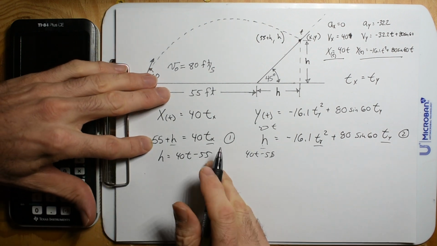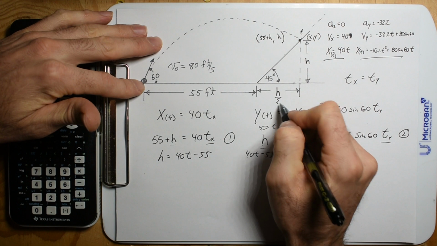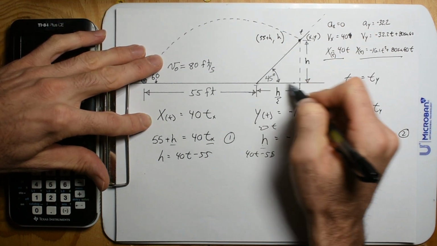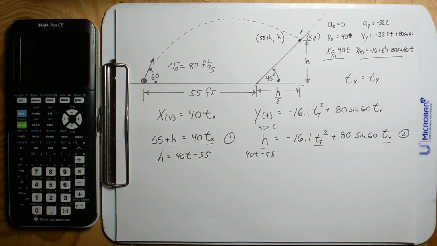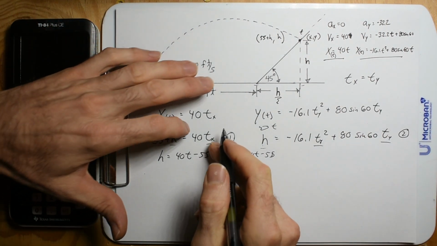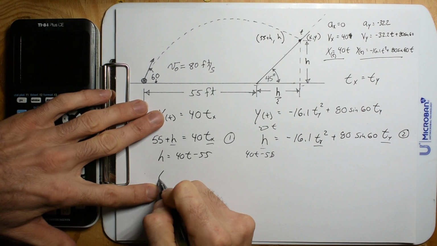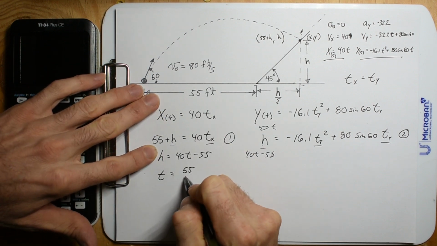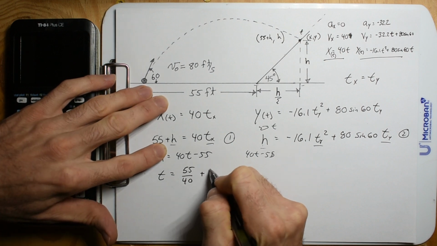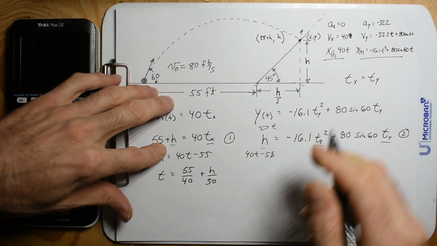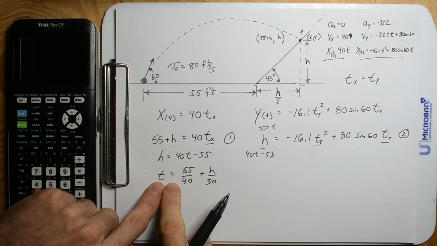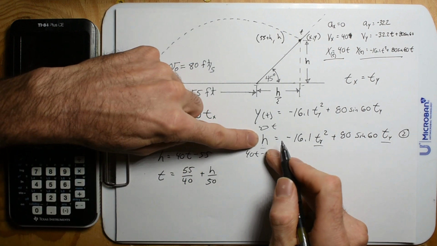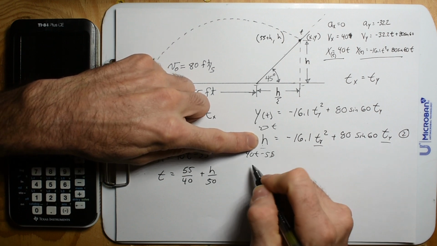But what we're going to do is, like the problem says, what is this h? That's all they really want to know. They want to know where this is going to hit the grandstands this way and that way. All right, so what we want to do is solve for t. So t is equal to 55 divided by 40 plus h divided by 40. And now everywhere that we have a t, we're going to put this in. So let's do that.